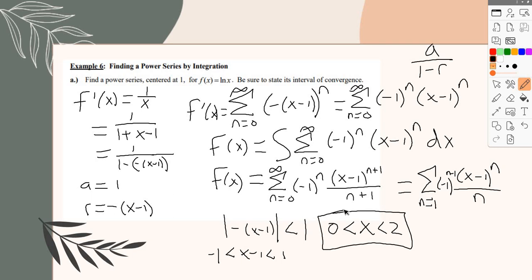And remember, with our geometrics, we don't end up having to check our endpoints because of that fraction that we have. So we don't have to go through to test those end values. So let's look at one more.